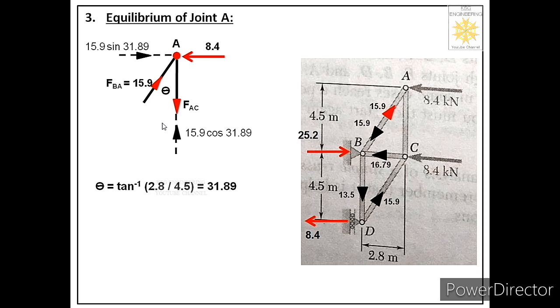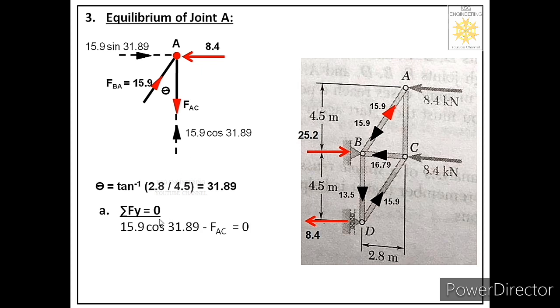So let us apply the equations. Now we can apply two equations over here. We know summation Fx is equal to 0 and summation Fy equal to 0. But look over here, if we apply summation Fx equal to 0 first, then we will get nothing because both are known values. But if we apply summation Fy equal to 0, then only we can get this unknown value. So we will apply only summation Fy equal to 0. How many forces are acting in the y direction? There are two. FAC is acting in the downward direction, so it will be negative. 15.9 cos 31.89 is acting in the upward direction, so we will consider this as positive.